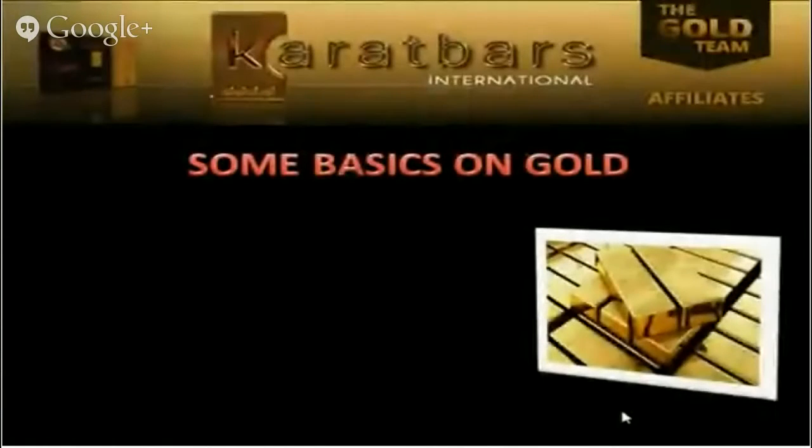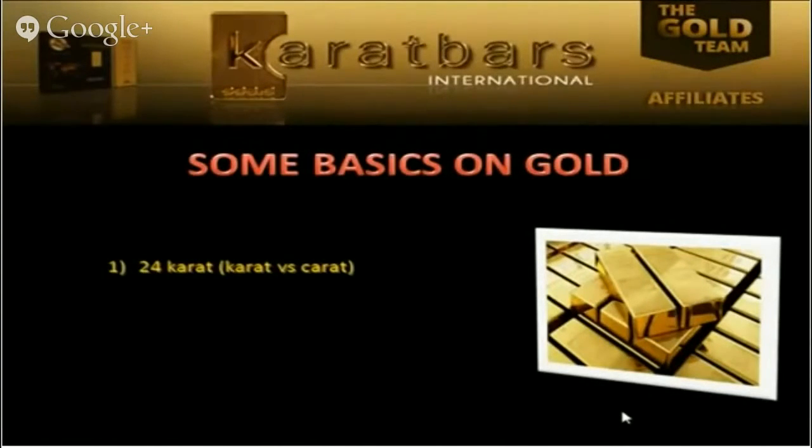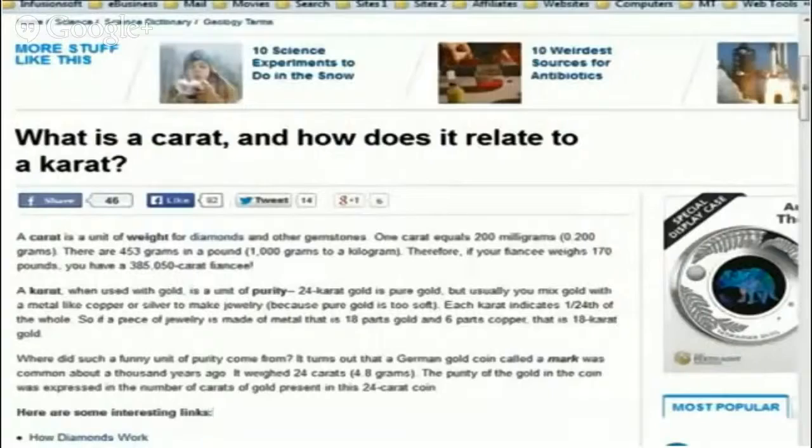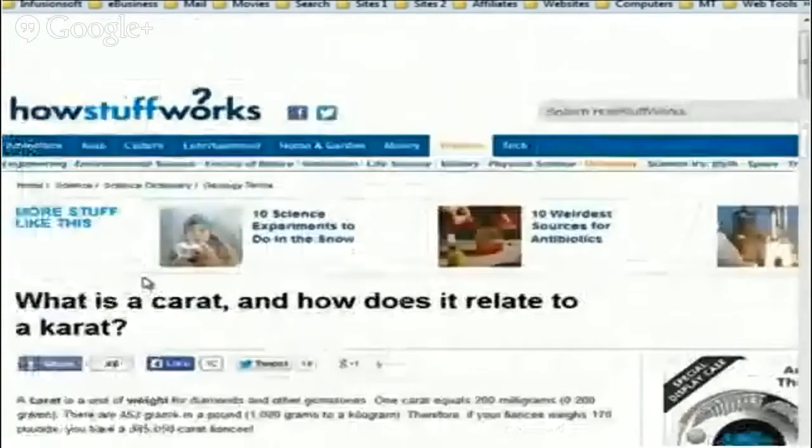All that glitters is not necessarily gold. So let's start with some basics of gold. 24 carat, and what's the difference between a K and a C? So what we'll do is have a look at some websites through this. This one here is a How Stuff Works website.